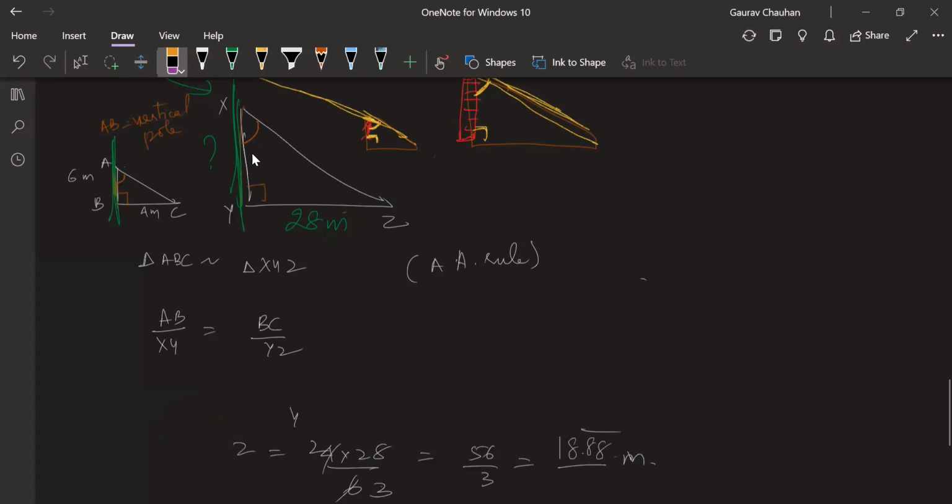Okay, I should have read the question. This is the mistake which happens when we don't read the question properly, including me.